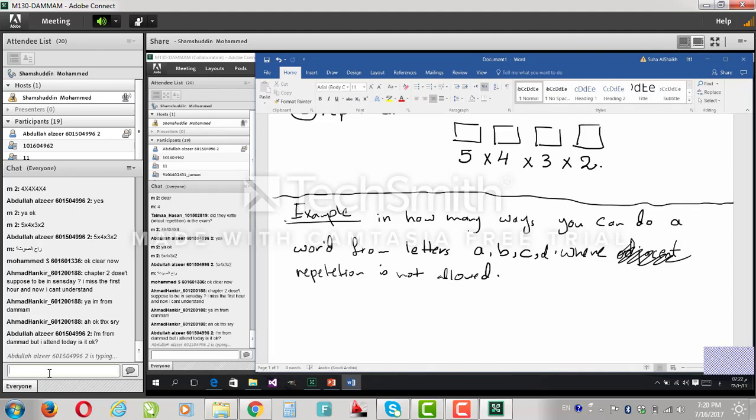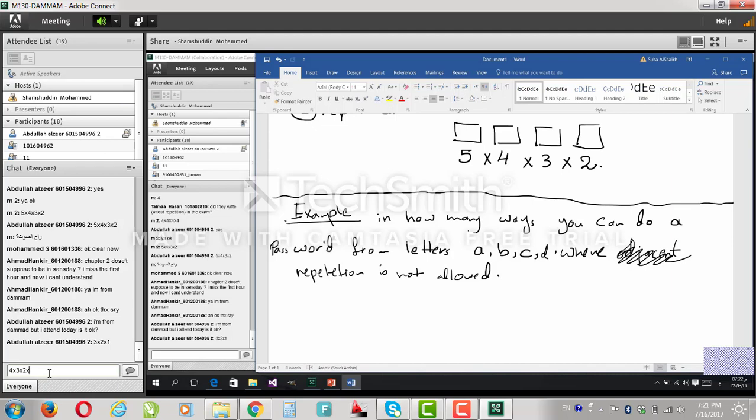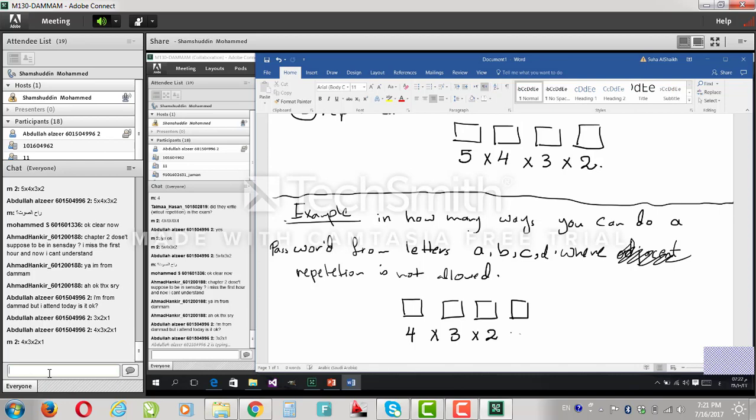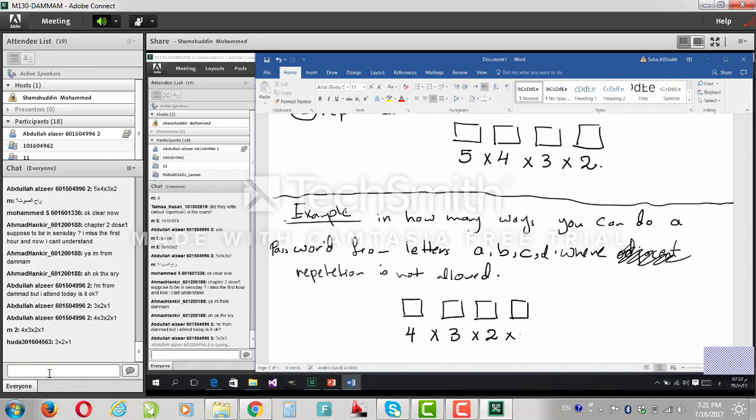Okay, check this. In how many ways can we make a word from the letters A, B, C, D where repetition is not allowed? Like a password. I'm not repeating the letters here. I have A, B, C, D, so I have 4 places. The first place I have 4 choices. The second place I have 3, multiply 2, multiply 1. Is it clear now?